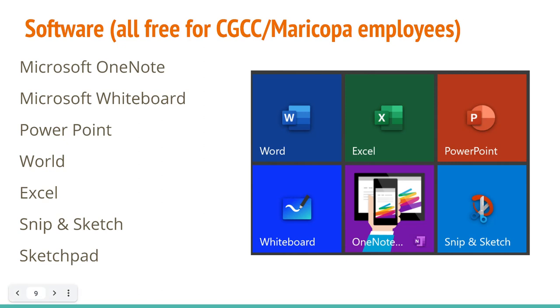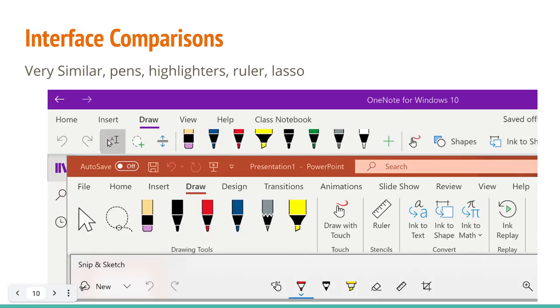I will go over PowerPoint, OneNote, and Whiteboard, the ones that I use the most. So just a little comparison here. The first one, this line, is with OneNote. The second one is with PowerPoint, and the third one is with Snip and Sketch. You see the interface and the drawing tools are very, very similar. You always have the lasso, which is very useful, the eraser, different pens, pencils, highlighters. One thing that I use a lot is the ruler.